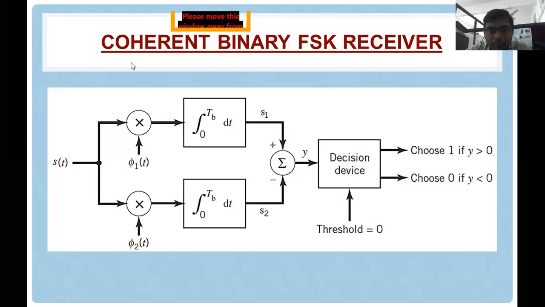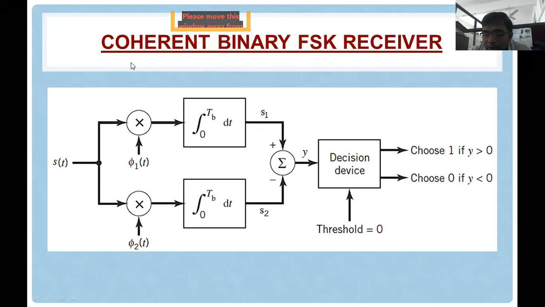FSK, binary FSK, transmission and detection, or generation and detection. Yesterday we saw the concept of how to generate the FSK signals, what the structure of the FSK transmitter is, how the FSK signal is generated, and the principle behind it, how the frequency is varied according to the binary data. We learned that for binary 1 we increase the carrier frequency, and for binary 0 we decrease the carrier frequency.